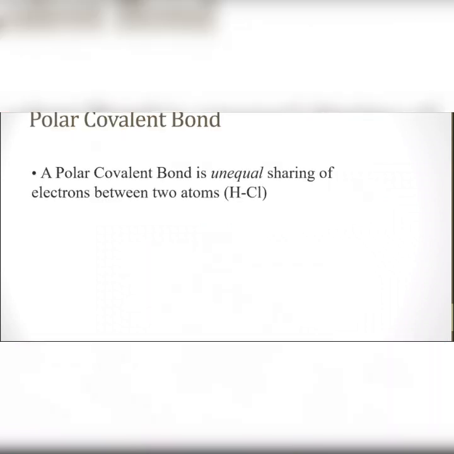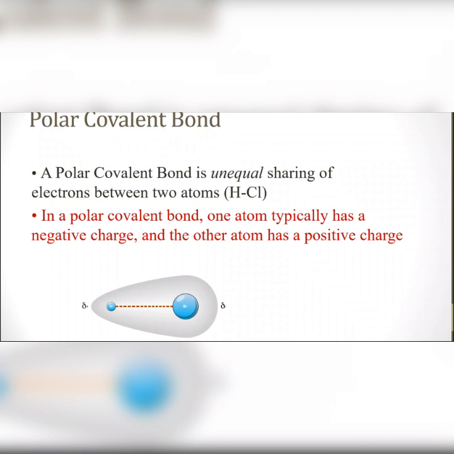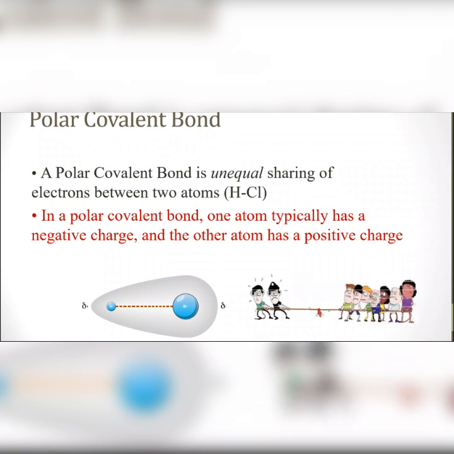A polar covalent bond is unequal sharing of electrons between two atoms. Let's take an example of hydrogen and chlorine atoms. There is a difference because one atom has higher electronegativity, the other one has lower electronegativity. You can see in this picture that bromine is electronegative and its electronegativity is far higher than the electronegativity of hydrogen. As you know, hydrogen is placed in group 1 and bromine is in group 17. Group 17 elements are highly electronegative.